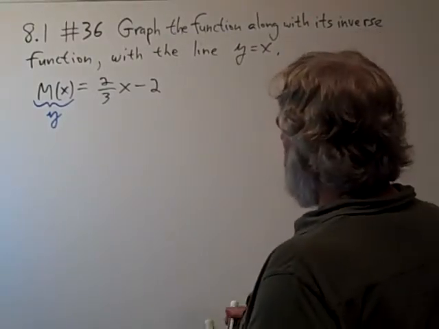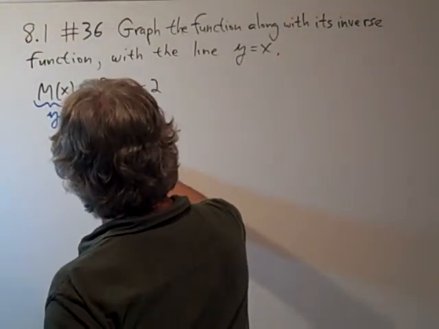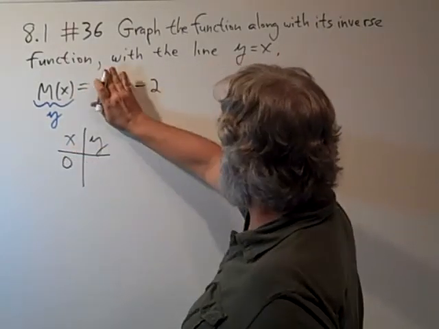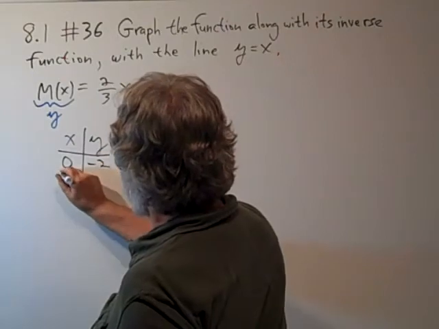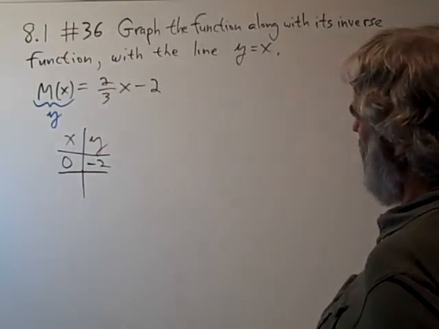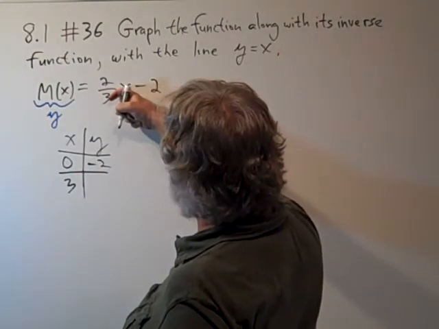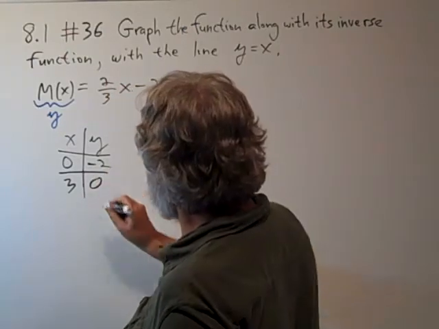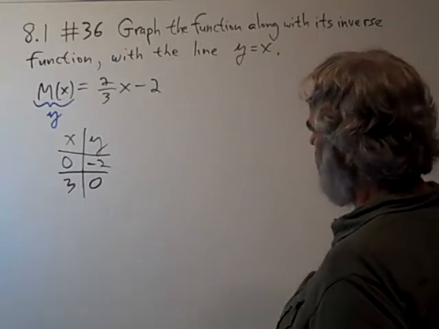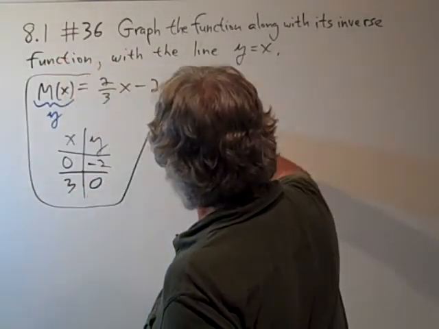Okay, let's find 2 points that are on the graph of this line. First of all, if x is 0, then y is equal to -2. That's the y-intercept. Another point that we can find is when x equals 3, the 3's cancel, so we're left with m of x equals 2 minus 2, which is 0. There's the x and y intercepts of the function m. So that's the first one we needed to look at.